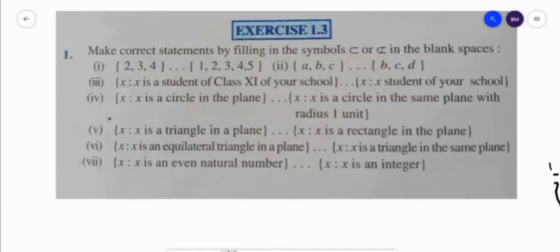Exercise mainly on subset and superset, and intervals of R, that is also a subset of R. Now when is a set said to be a subset? A set A is said to be a subset of another set B, and we denote it by this.